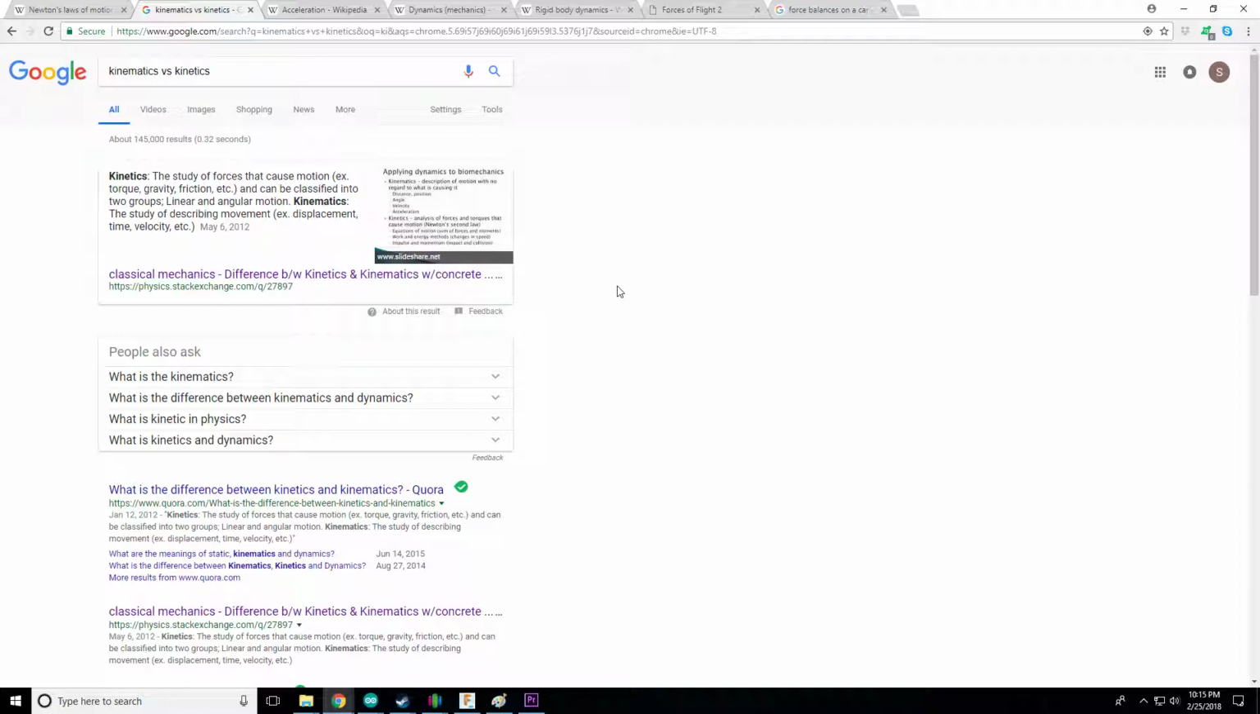Now there are two different types of what we call in physics classical mechanical physics: kinetics and kinematics. As you see here, the two different explanations on my screen. Kinematics is the description of motion with no regard to what is causing it. We're talking distance, position, angle, velocities, and acceleration. And kinetics is the analysis of forces and torques that cause motion.